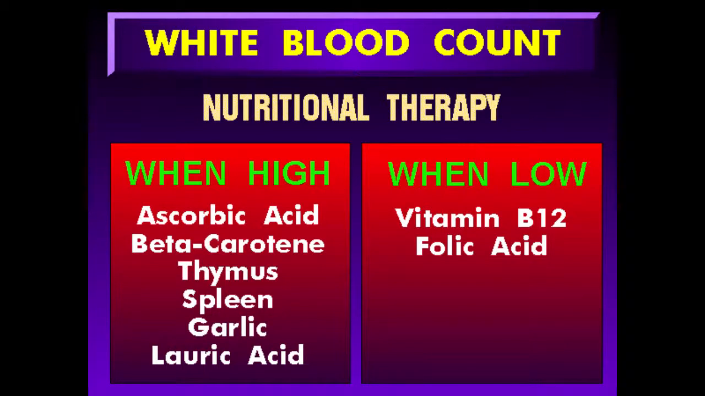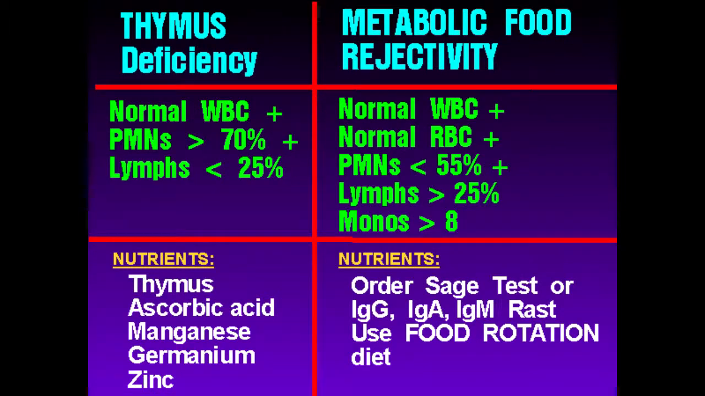This slide shows the therapeutic nutrition that may be necessary when the white blood count is elevated and when it is decreased. It is important to differentiate a functional thymus disorder from a metabolic food rejectivity or food allergy condition. When the thymus is not functioning up to par, there will be a deficiency in lymphocytes, usually less than 25%, and an elevation of segs greater than 70%, and there will be a normal white count.